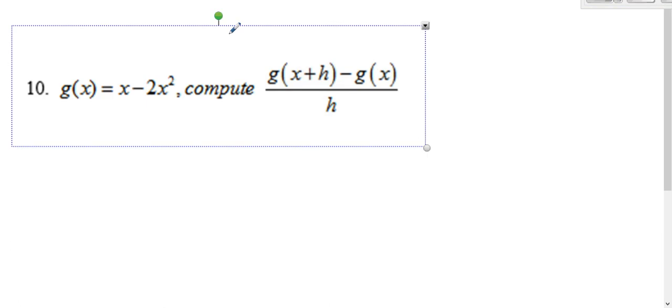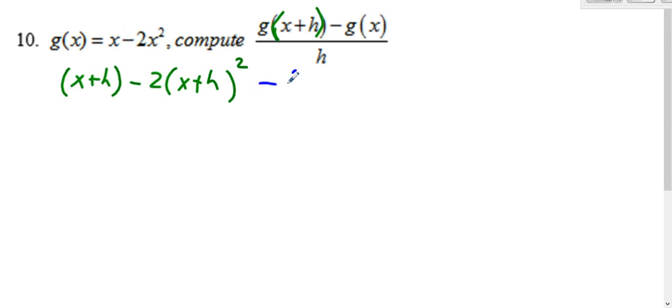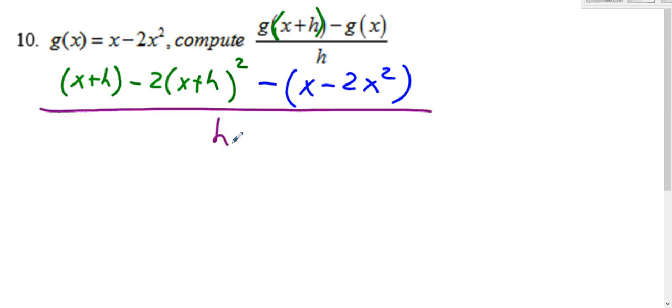So this is called the difference quotient. When you're going through and doing the difference quotient, the first thing you do is you plug in x plus h into the function. Since there's x's in 2 spots, both of those spots get x plus h. So it's x plus h minus 2, and then x plus h squared. That's the first step. And then minus g of x, it's minus just the original function. Make sure you put it in parentheses. And that's all over h.